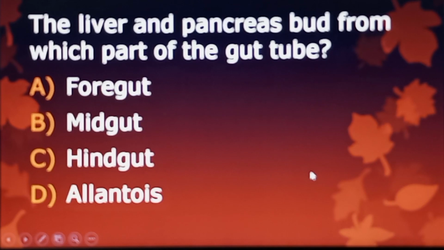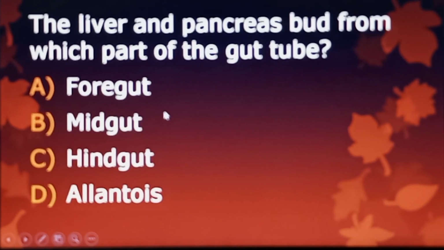Well, we begin our revision exercise with question number 1, and question number 1 says the liver and pancreas bud from which part of the gut tube? My friends, we know that we have the primitive gut, which is of course differentiated into what we call foregut, midgut, hindgut. Okay, and we have an outpouching structure of the hindgut, which is known as allantois. My friends, with this one, we are supposed to tell the derivative, the source from which we will get the liver and of course the pancreatic buds. Yes, both the ventral and of course dorsal pancreatic buds.